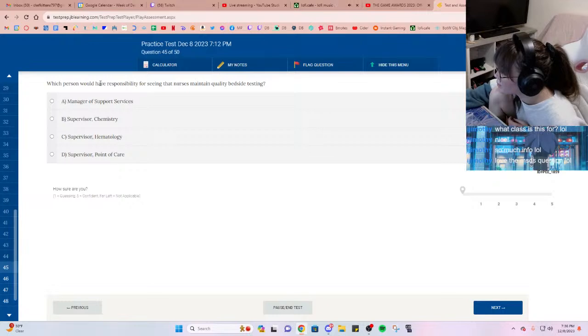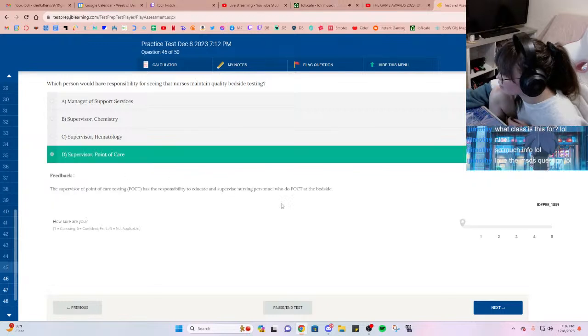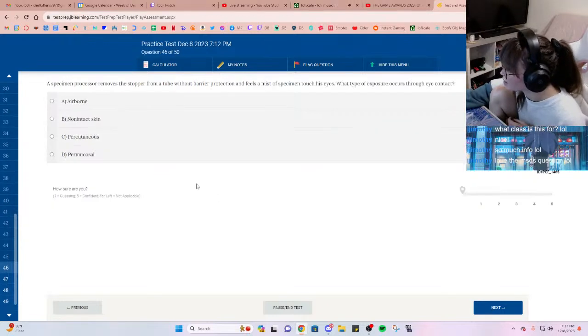Which person would have responsibility for seeing that nurses maintain quality bedside testing? Manager of support services, supervisor chemistry, supervisor hematology, or supervisor point of care? I think supervisor point of care. Yes. A specimen processor removes the stopper from a tube without barrier protection and a mist of specimen touches his eyes. What type of exposure occurs through eye contact? Permucosal.